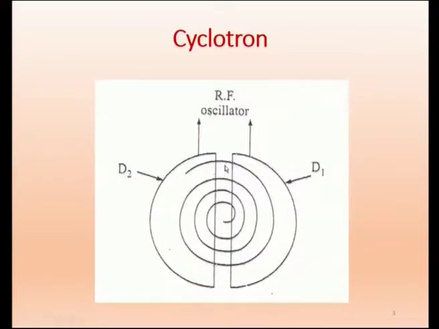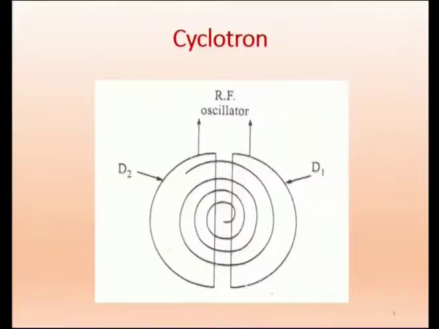Now they are separated by a small distance, and the two Ds are connected to a radio frequency oscillator. When it is a radio frequency oscillator, it becomes like a sinusoidal oscillator. When D1 is plus, D2 is minus. When D2 is plus, D1 will be minus. So it will be alternating.